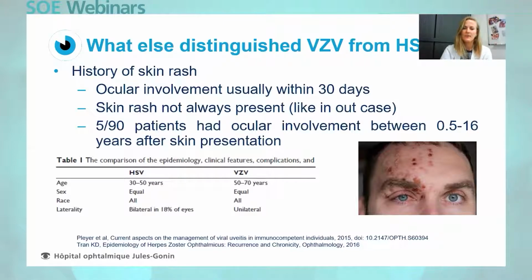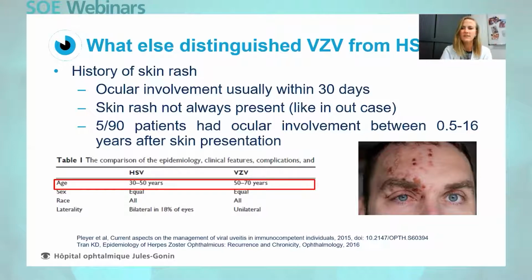Also, if you compare the demographics, HSV is much more frequent in younger patients and VZV in older patients. So that's also a clue. And keep in mind that VZV uveitis is always unilateral, but HSV can be bilateral in 18% of the eyes, which is not that few.